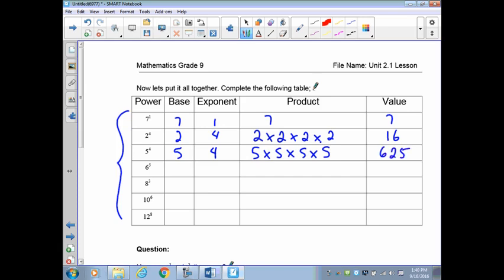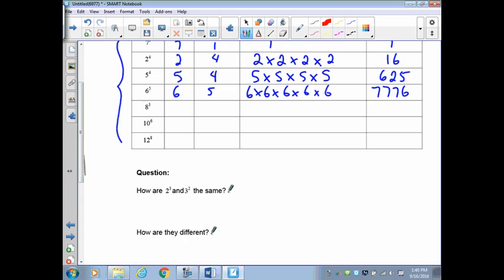And 6 to the 5, the numbers are getting bigger now, but the base is 6, the exponent is 5, which means multiply the 6 by itself 5 times. So 6 times 6 times 6 times 6 times 6. And when you do that on your calculator, you get 7,776. Moving up to the 8 to the 3 now. Well, the base is 8, the exponent is 3. That means multiply the 8 by itself 3 times. And 8 times 8 is 64, and 64 times 8 is 512.